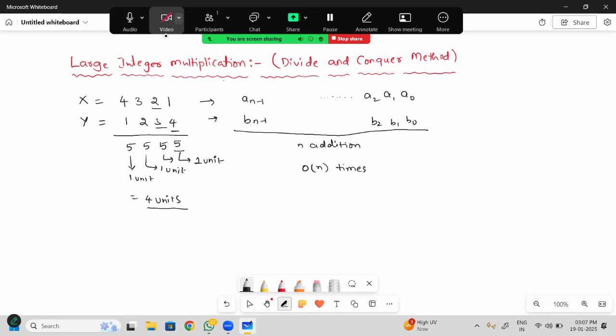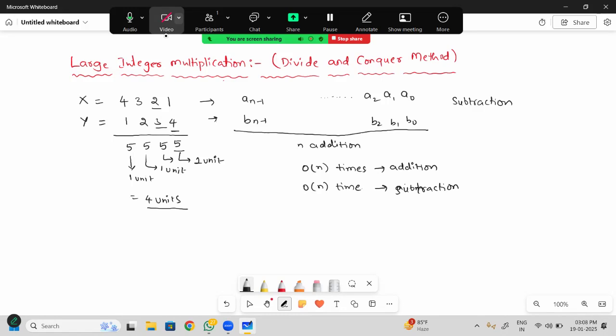Similarly, if you go for subtraction, it performs the same, which is also going to take order of n time. This is the same for addition and this is the same for subtraction. There is no difference between addition and subtraction. It will take order of n.